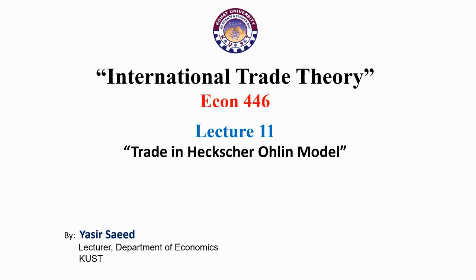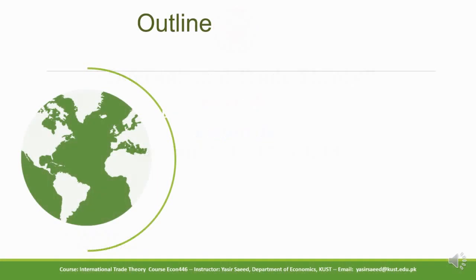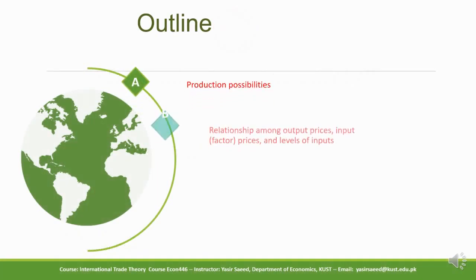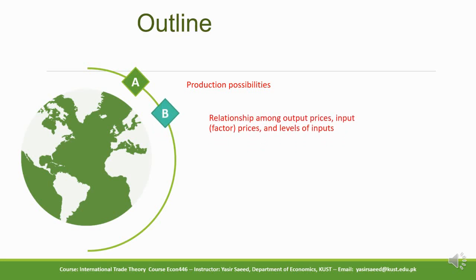This is lecture number 11 and we are going to study trade in the Heckscher Ohlin model. So far we have covered the production possibility frontier, and we have also covered the relationship among output prices, input prices and the level of input. Then again we have covered the relationship among output prices, input prices, level of input with the level of output.